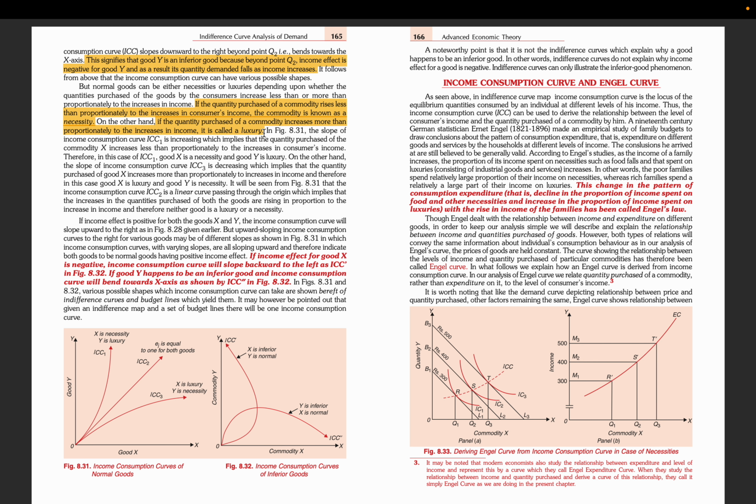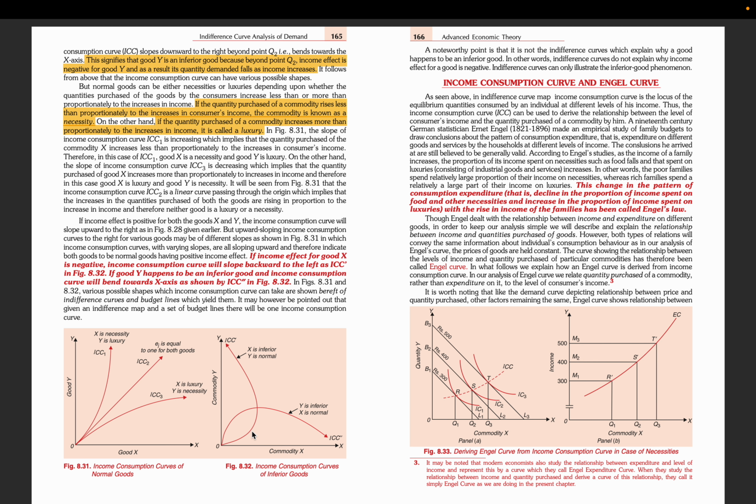On the other hand, the slope of income consumption curve ICC3 is decreasing, which implies the quantity purchased of good X increases more than proportionately to the increase in income, and therefore, in this case, good X is a luxury and good Y is a necessity. Okay, X is a luxury, because the change is more than proportionate for this good.